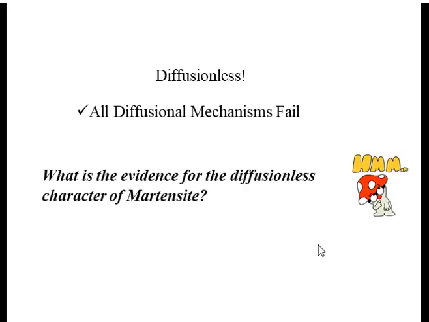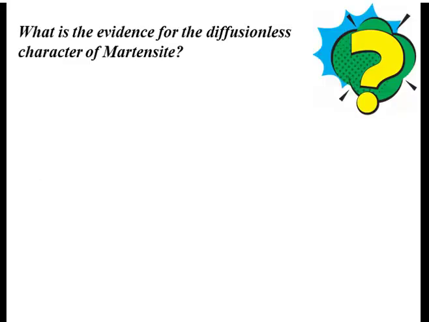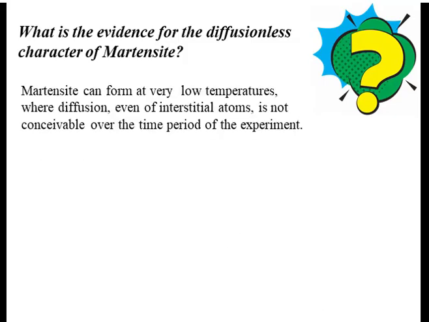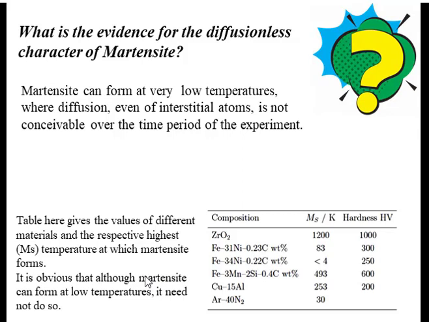So what is the evidence for the diffusionless character of martensite? Can anyone give any suggestions? Well, we can remember the iron carbon phase diagram, and we know that when we quench our austenite at very fast speeds, we get martensite. So can we say martensite can form at very low temperatures where diffusion, even of the interstitial atoms, does not have enough time to move and is not conceivable over the time period of the experiment? Well, that is not true.